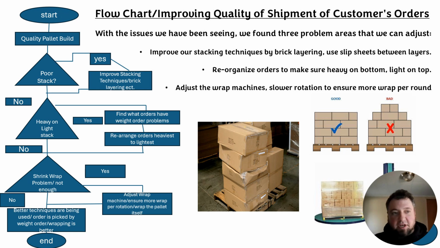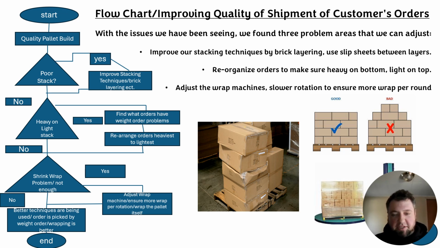As we've listed here, poor stacking, not very tight. We want to do brick layering, as you see in the little picture diagram to the right. Heavy on light: as we see here, a picture of a heavy box on top of a light box, and what we can do to change the order of the picking of the order.